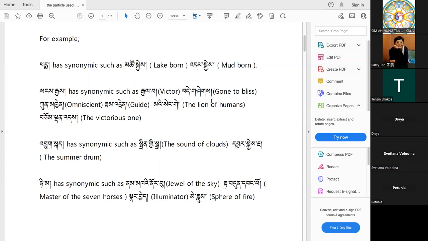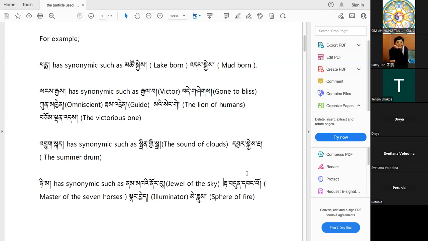Deshe, it tells us gone to bliss. The one who has already liberated himself from every form of suffering, so gone to bliss. Then the guide, the one who leads all the 6 sentient beings to the pure realm. And then the lion of men, Mi Senge, gives us a different perspective of what a Buddha is through different synonymic. And it gives us more information too.